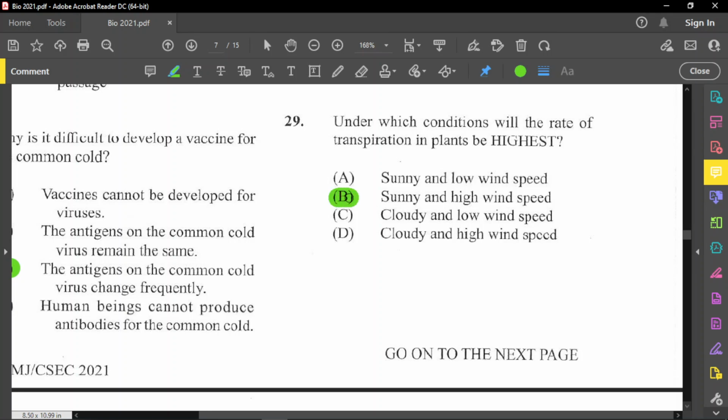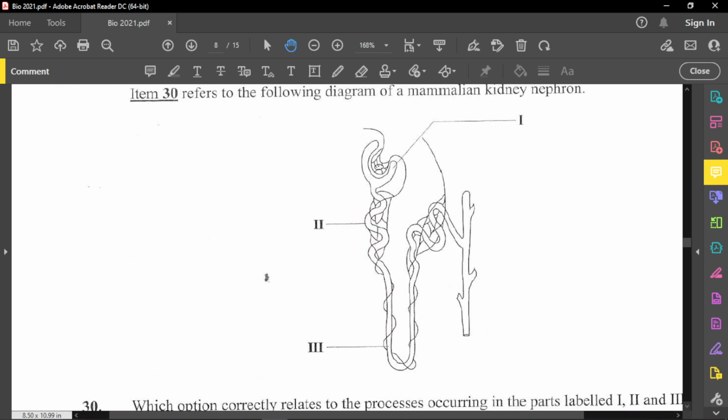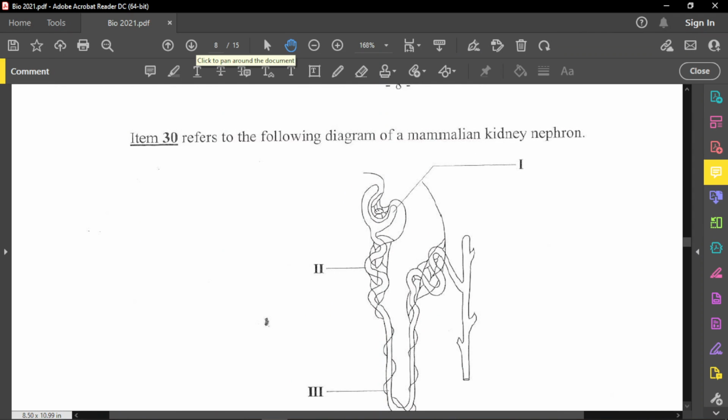Now let's go into question number 30, which should be on the next page right here. This is nice. Question number 30 refers to the following diagram of a mammalian kidney nephron. So this is a nephron of a mammal. When we talk about the nephron, I just want to remember what a nephron is.